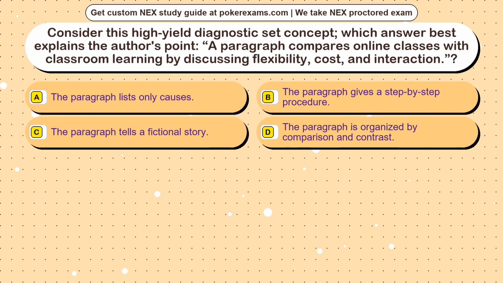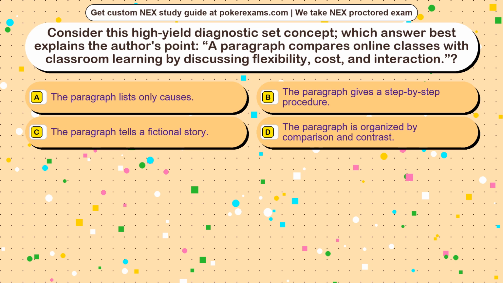Question 18. Consider this high-yield diagnostic set concept. Which answer best explains the author's point? A paragraph compares online classes with classroom learning by discussing flexibility, cost, and interaction. Option A. The paragraph lists only causes. Option B. The paragraph gives a step-by-step procedure. Option C. The paragraph tells a fictional story. Option D. The paragraph is organized by comparison and contrast.